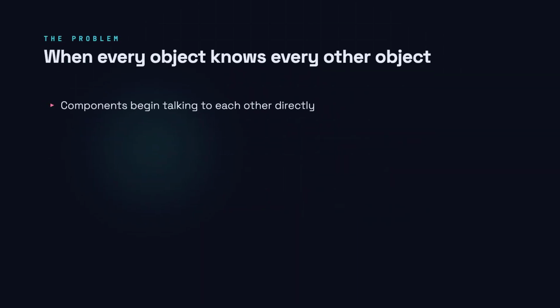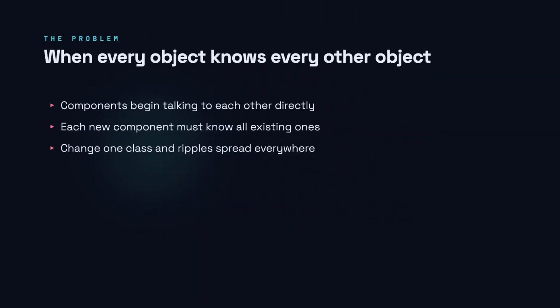Imagine a chat application: a user list, a message box, a status bar, and a typing indicator. At first you wire them directly. The message box tells the status bar to clear. The user list tells the message box to reset. But as the UI grows, every component accumulates references to every other component. Adding one new component means updating all the others. That many-to-many web of dependencies is the exact pain the Mediator pattern is designed to cure.